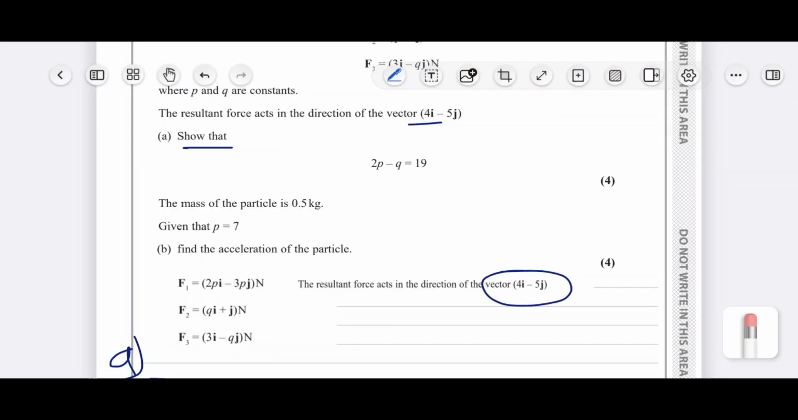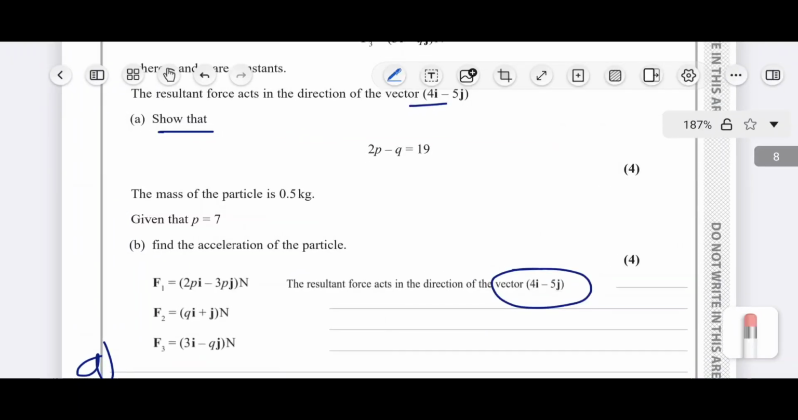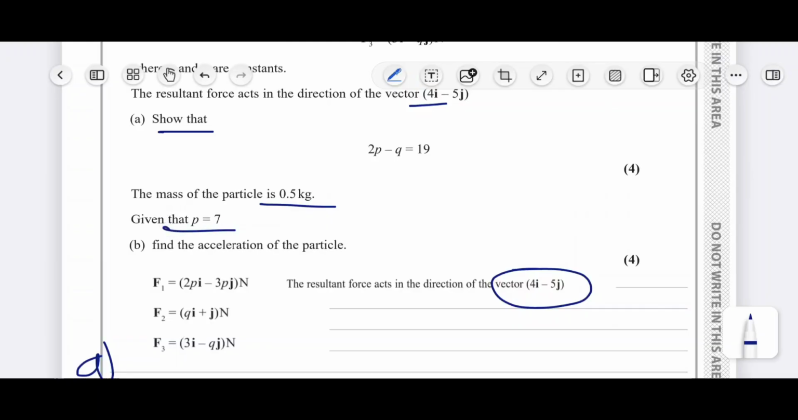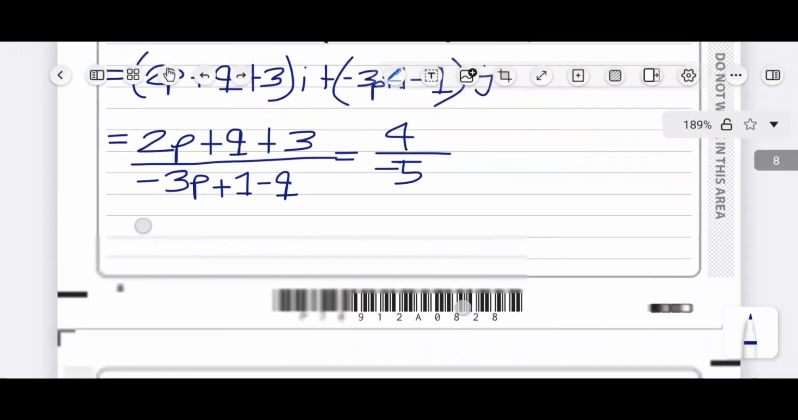Now part B. Part B says the mass of the particle is 0.5 kg, and given that p equals 7, find the acceleration of the particle. How can we find the acceleration of the particle? By using the formula F equals ma. Okay, now let's solve it.